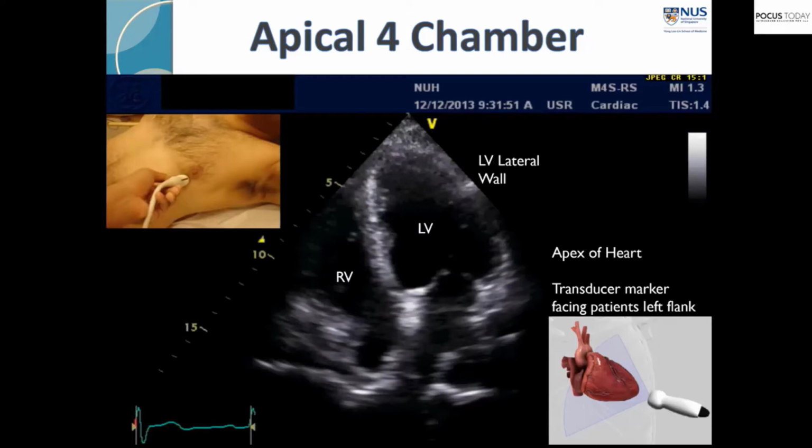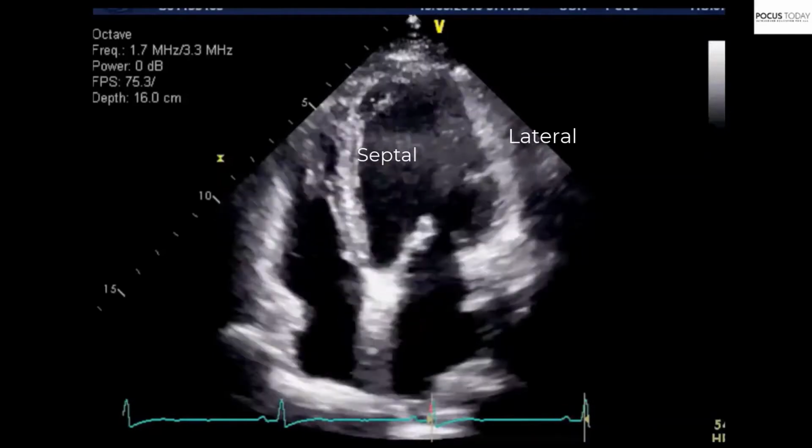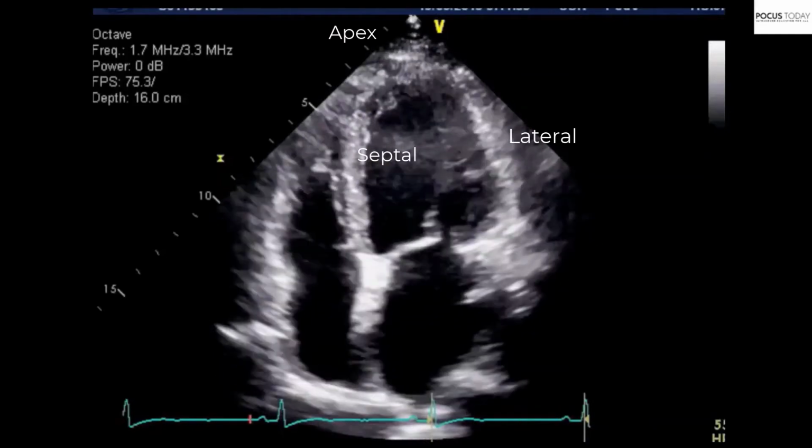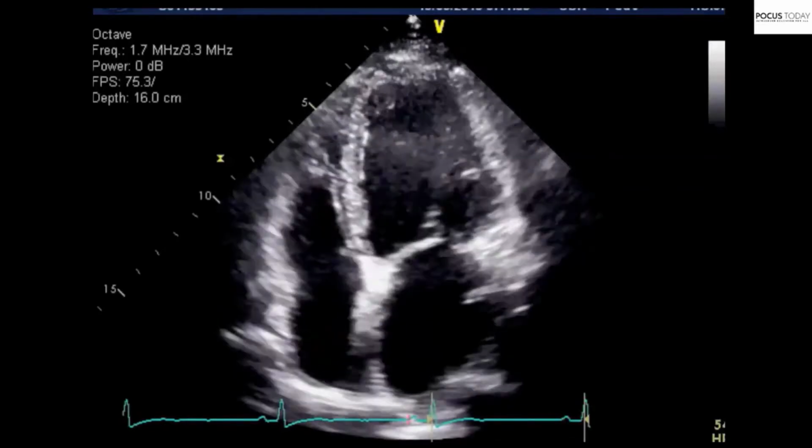Structures seen in this view include the left atrium, left and right ventricles, mitral and tricuspid valve, interatrial and interventricular septum. The RV free wall is seen here. The RV is normally 2/3 the size of the LV. In this view, the lateral and septal walls of the LV can be seen. The apex of the heart is formed by the LV. The LV should appear elliptical in shape.